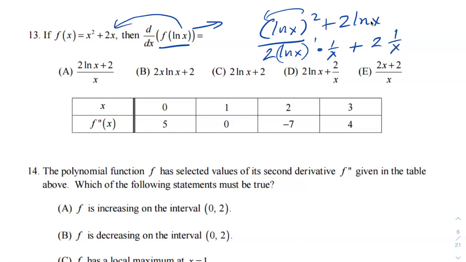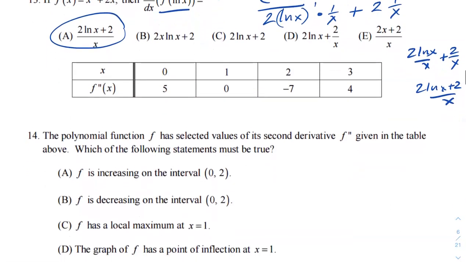So I get, if I look at this, which does that match? I get this. 2 natural log of x over x plus 2 over x, which gets me 2 natural log of x plus 2 over x. A. Next one.